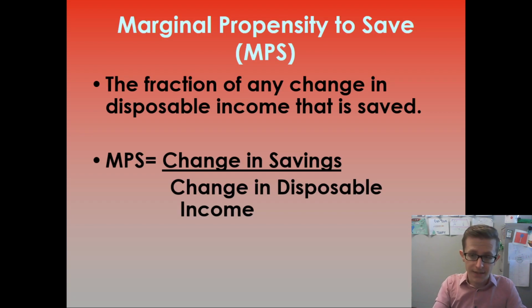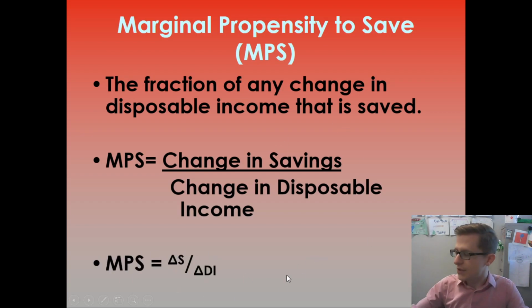Or the other way around it is that MPC plus MPS is always going to be equal to 1, right? Because it's the amount of every $1 that you're spending or saving. Overall, the 1 represents 100%, and you can't spend more than 100% of what you're making. So the shortcut is 1 minus the MPC. In this case, it'd be 1 minus 0.9, giving us 0.1. So it's just another trick to figure this out. And then, change in S over change in DI.